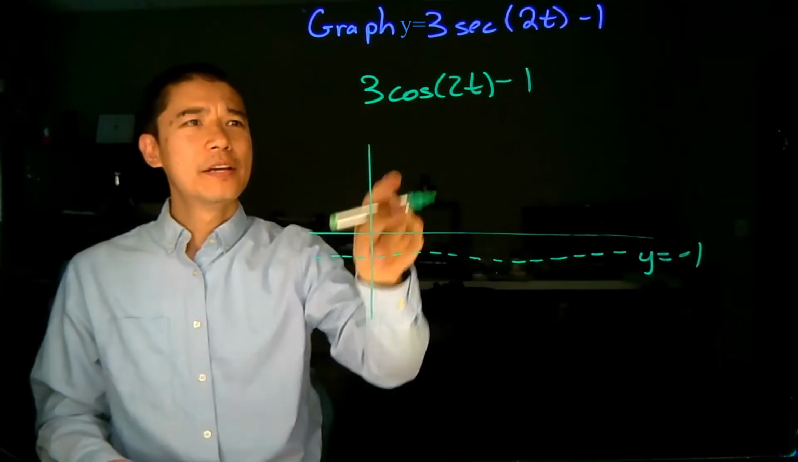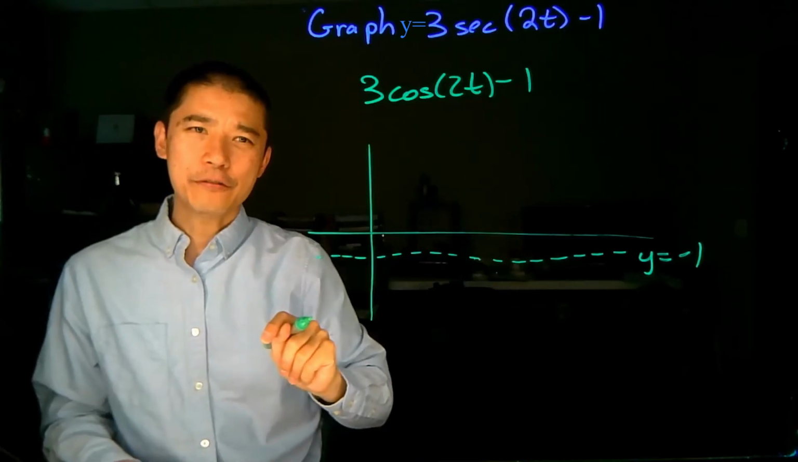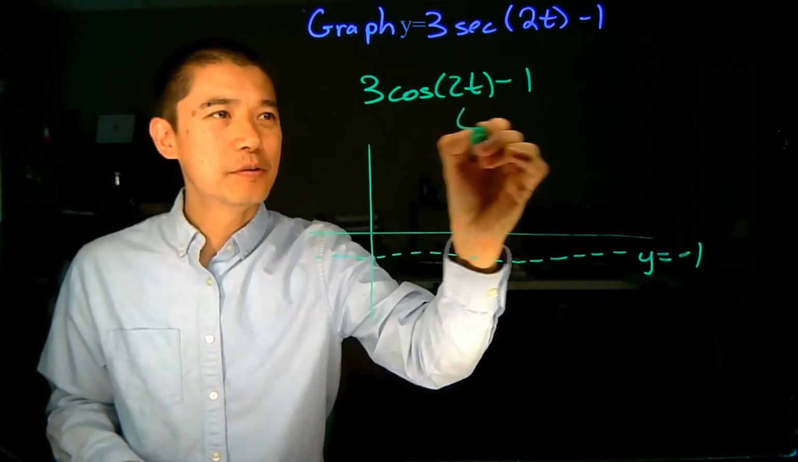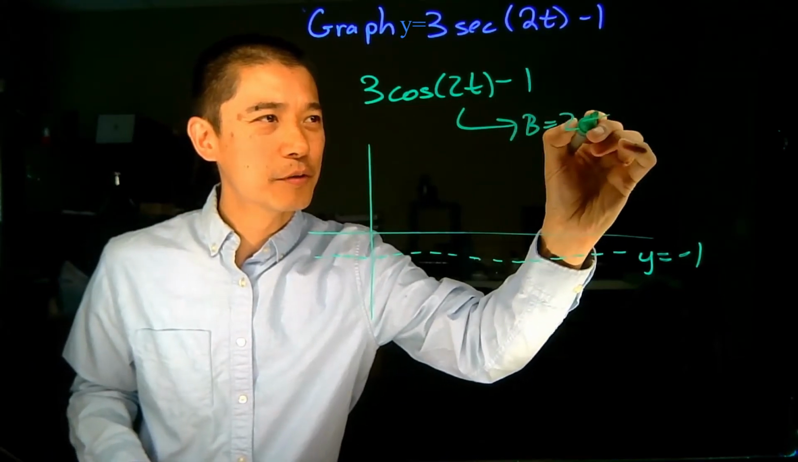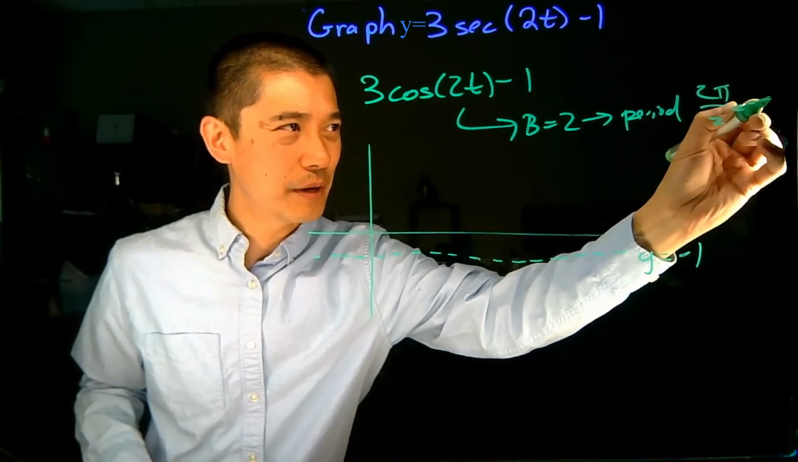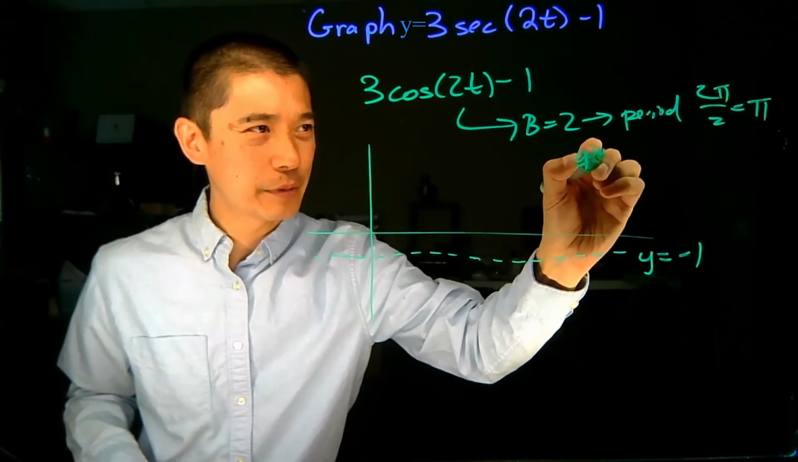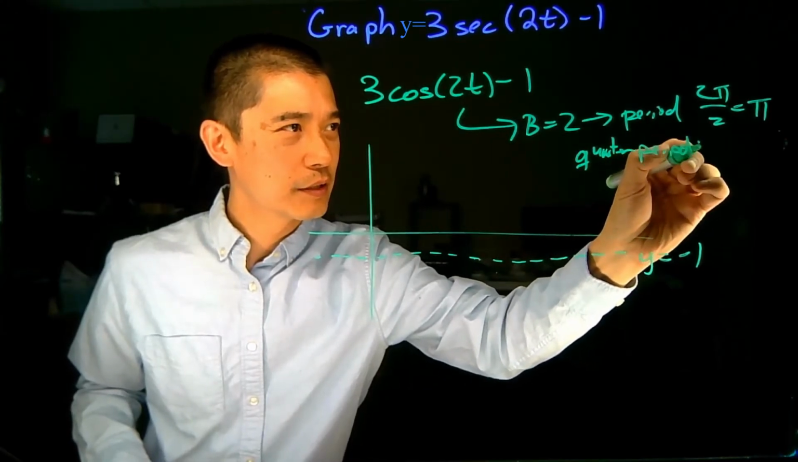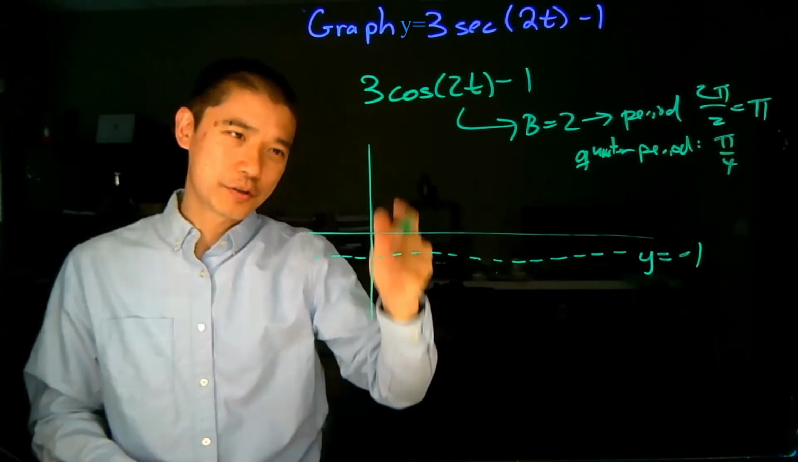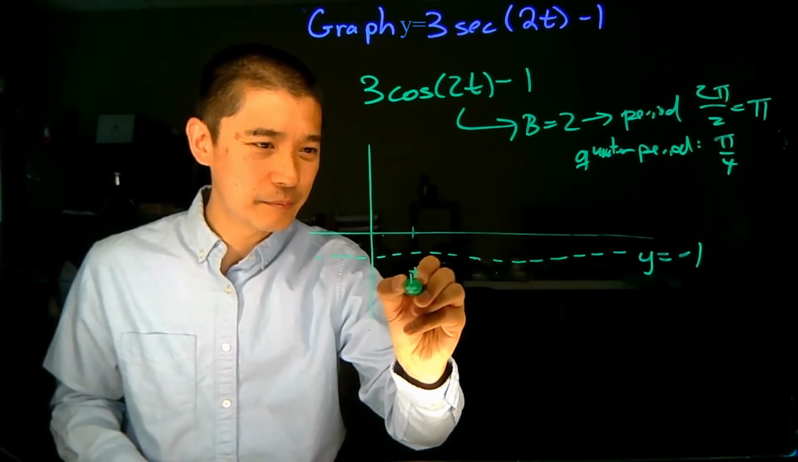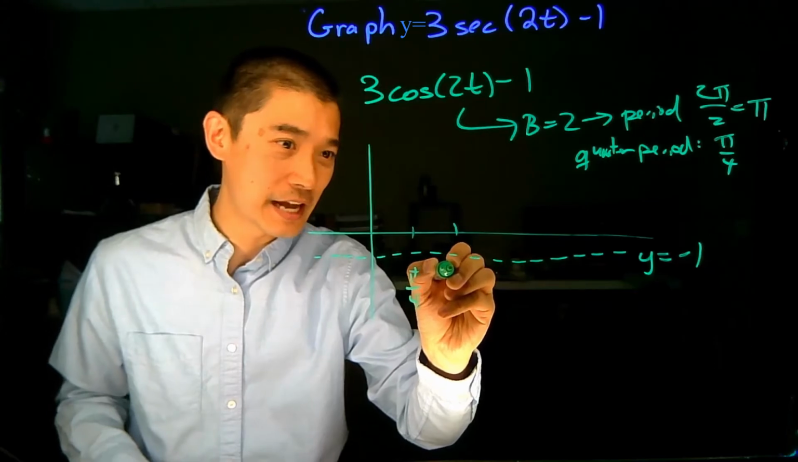Right. Now, there is no horizontal shift because there's no c term there. The b value is 2, which means that the period is going to be 2 pi over 2, which is pi, which also means that our quarter period is going to be pi over 4. So we're going to use pi over 4 increments to mark off this x-axis, or I guess t-axis.